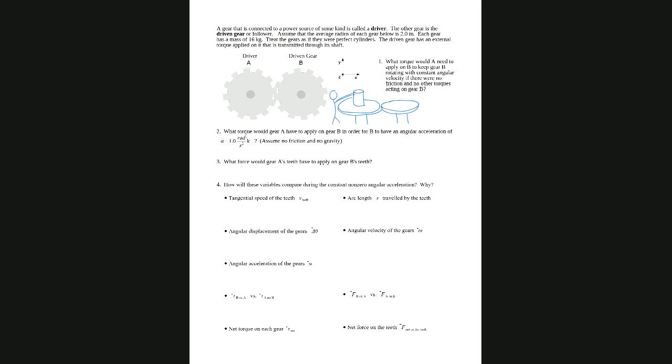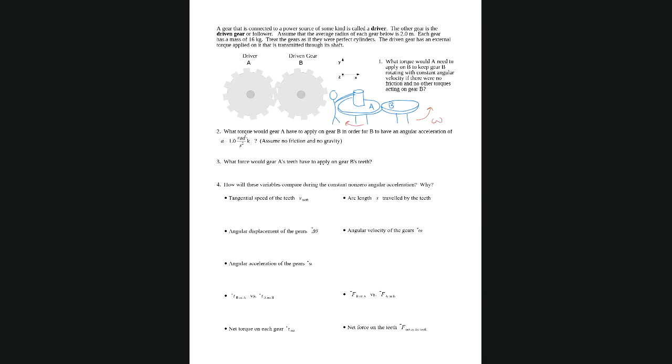It could be a person just twisting on the shaft of the gear, or it could be a mechanical or electrical power source of some other kind. But the fact is that there's going to be a net torque that's external on A, and then A is going to apply potentially a torque on B through its teeth. And so, the first question asks us, what if our gear system was already rotating with an angular speed of omega?